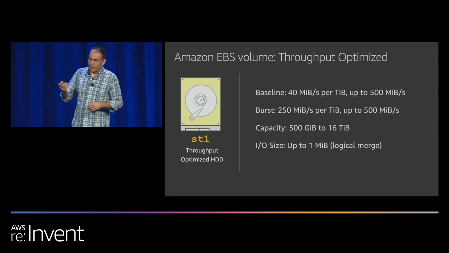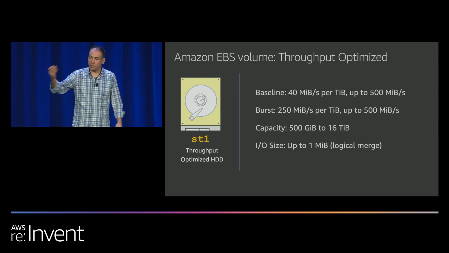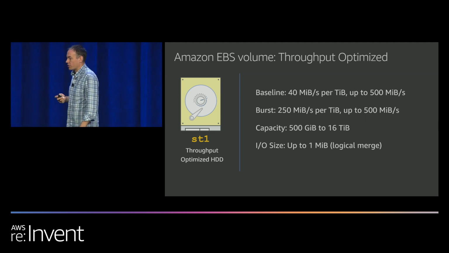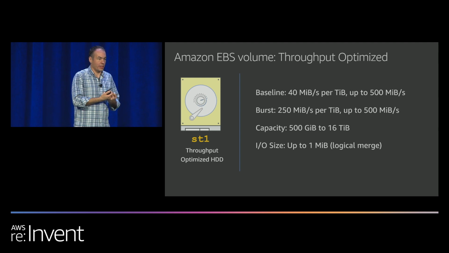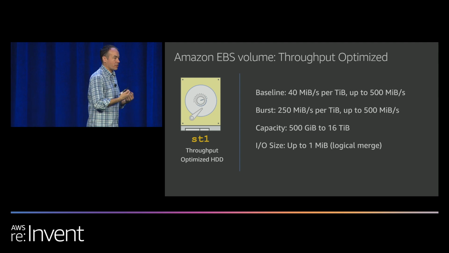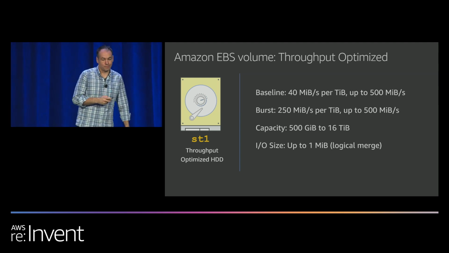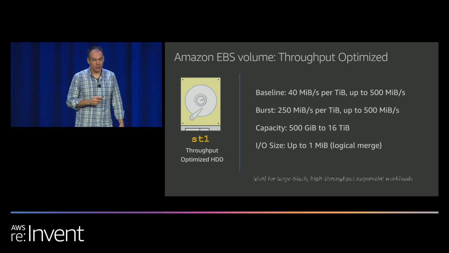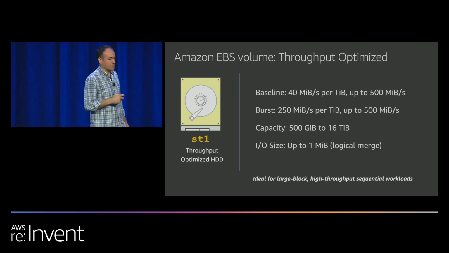These are not designed for boot volumes, and you have a minimum capacity of 500 gigabytes, but you can go up to 16 terabytes. And on the logical merge, and what I mean by logical merge is we don't actually hold on to your I/O and wait for the next one to come in before we complete it. We just keep track of where it was. And if the next one looks like it's in the same place or sequential or the next LBA range over, then we'll count it as part of the previous I/O. And so this is good for large block, high throughput sequential workloads.